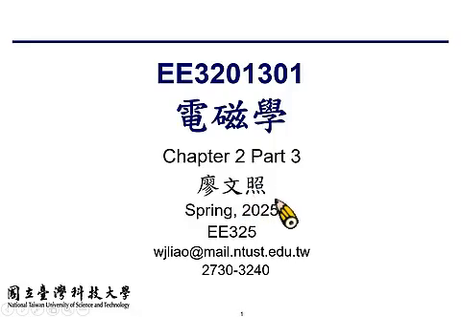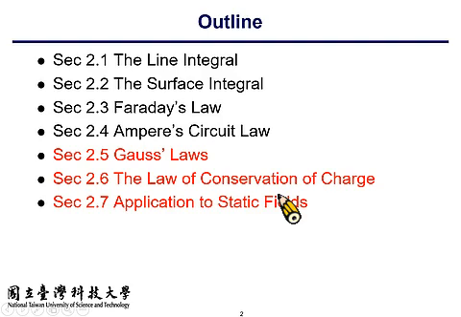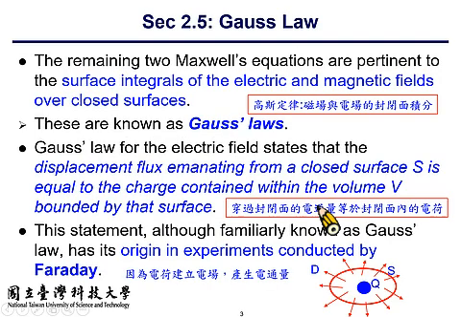Okay, let's continue with chapter 2. The remaining parts of chapter 2 are section 2.5, Gauss's law, section 2.6, the law of conservation of charge, and section 2.7, application to static fields. The remaining two Maxwell equations are pertinent to the surface integral of the electric and magnetic field over closed surfaces. They are referred to as Gauss's laws of the electric field and magnetic field.